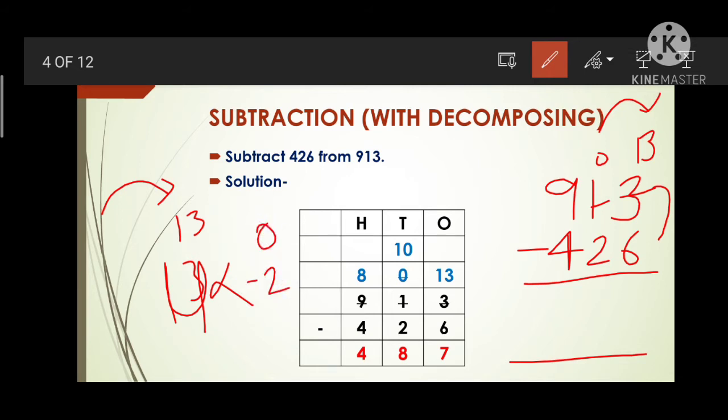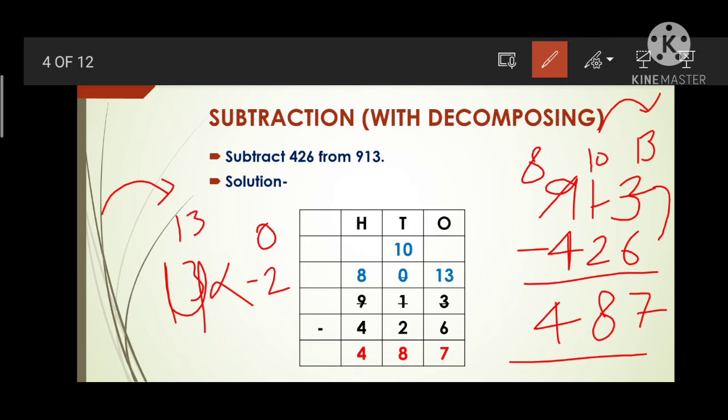So what we will do? This 0 will again take help of 9. So it will ask 9 to give it a number. So it will become 8 and this number will become 10, because now it has taken 1 from the number. And I told you this 1 will be written in front of that number 0. So from 13, 6 will be subtracted, answer will be 7. Now from 10, 2 can also be subtracted, answer will be 8, and from 8 when we subtract 4, the answer will be 4.